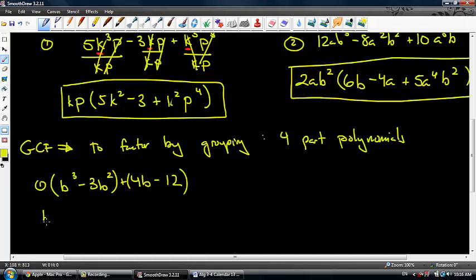So here it looks like I can pull off a b squared, and what I'm left with on the inside is b minus 3. I have a plus, I can pull out a 4 here, so I pull out a 4, I get a b minus 3.